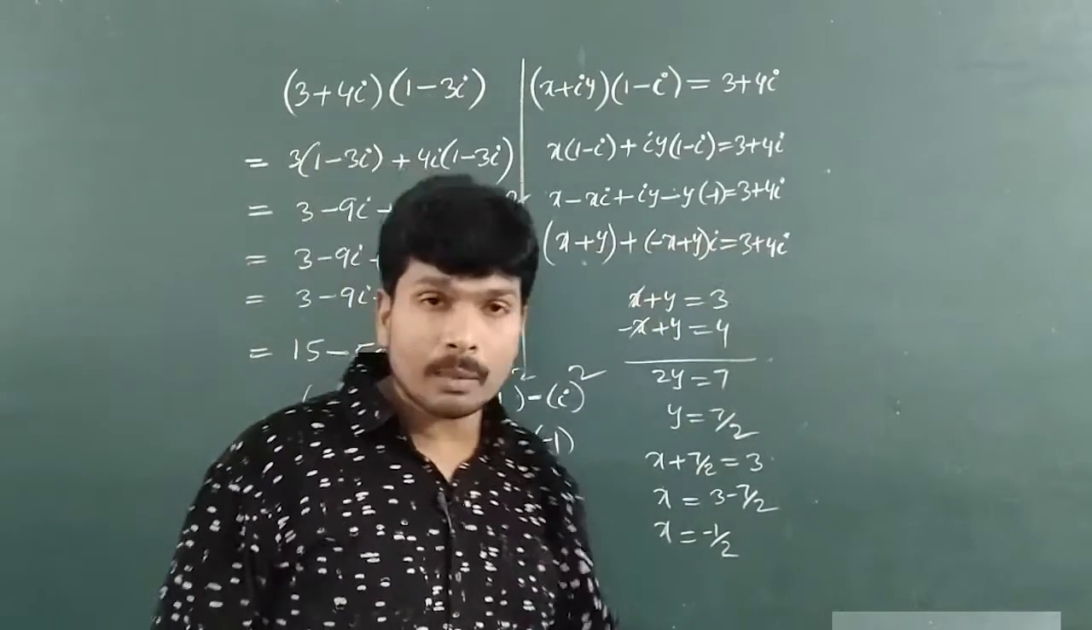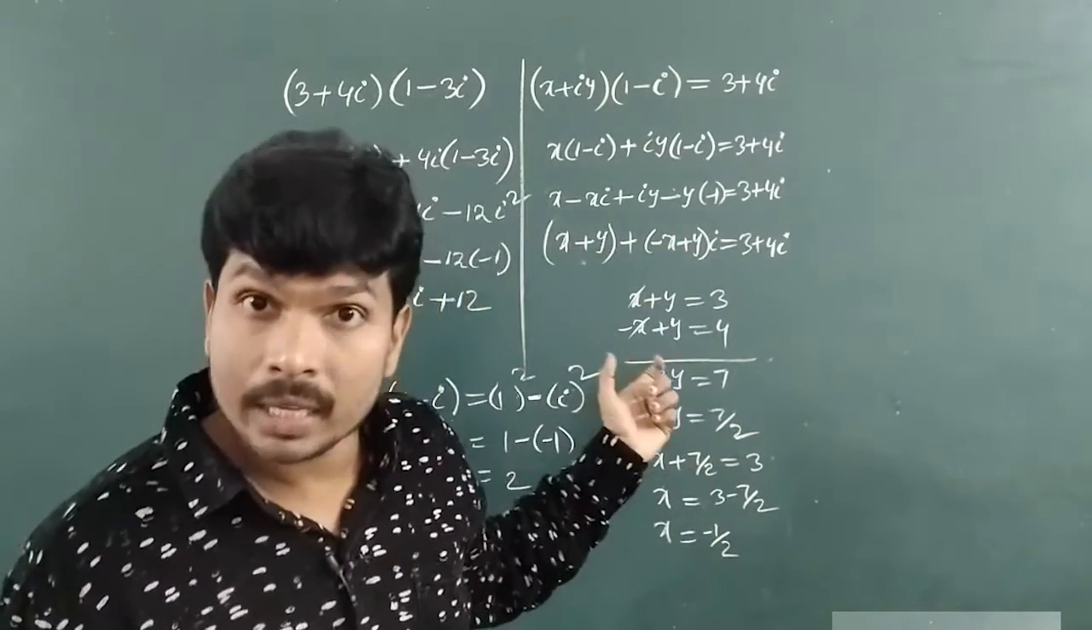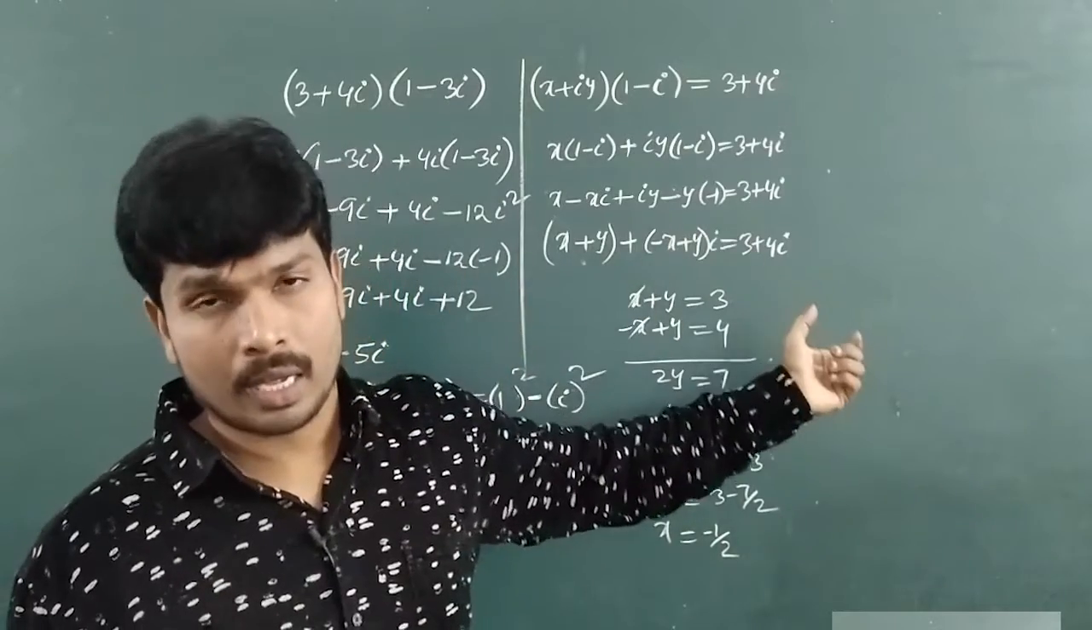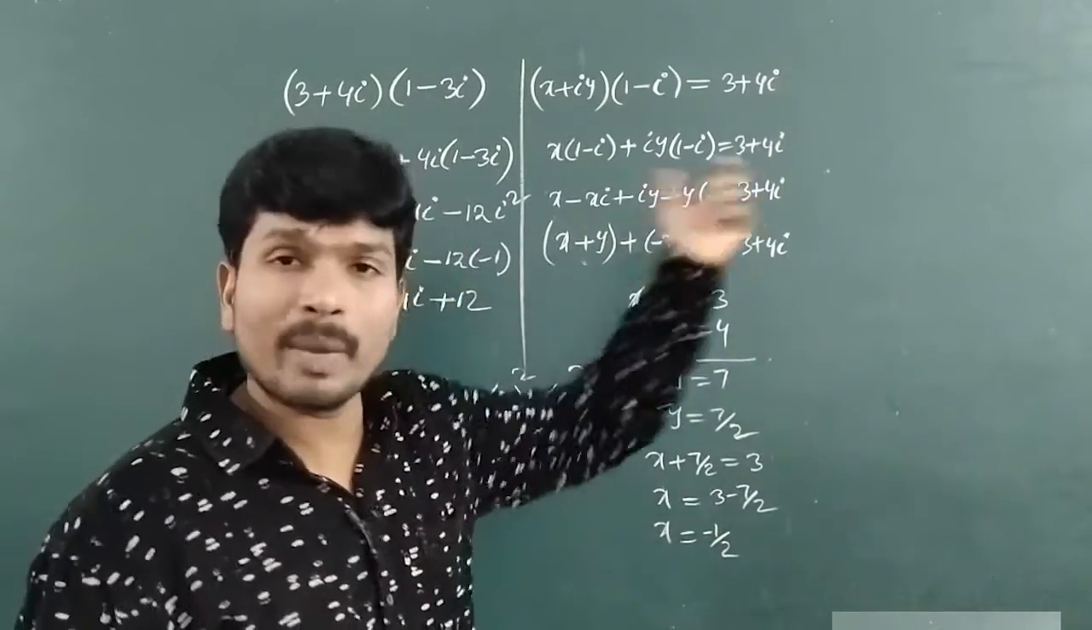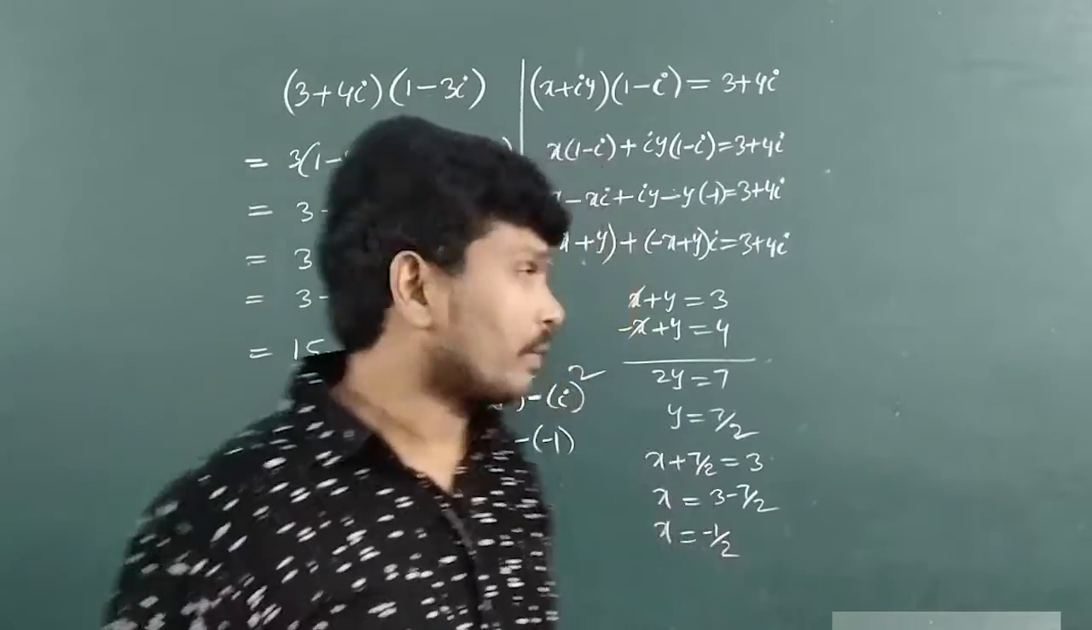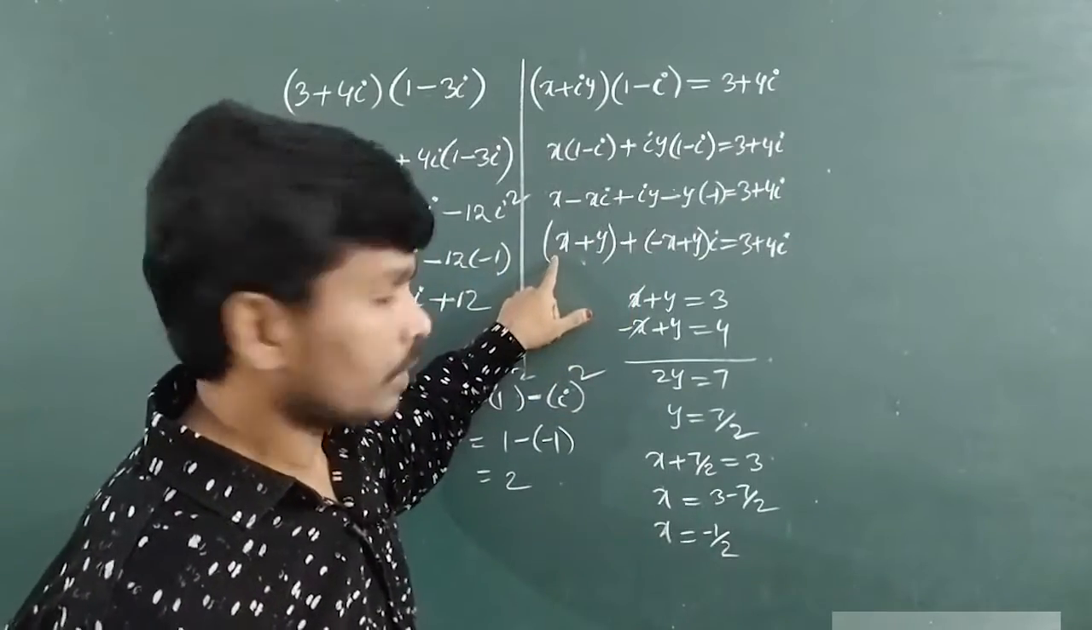When will two complex numbers be equal? When their real parts are equal and imaginary parts also must be equal. So that's why do it now.